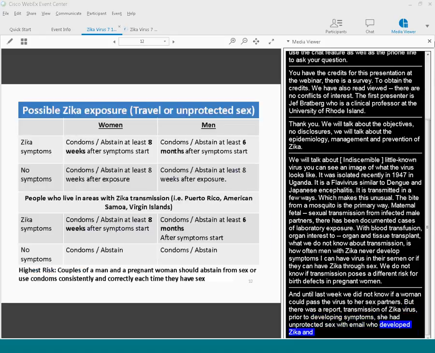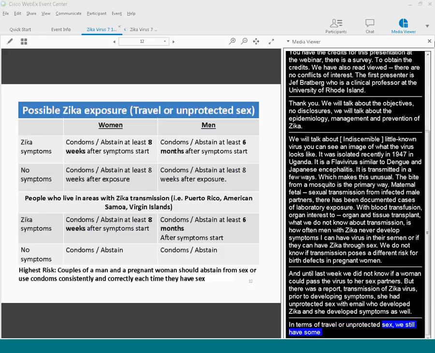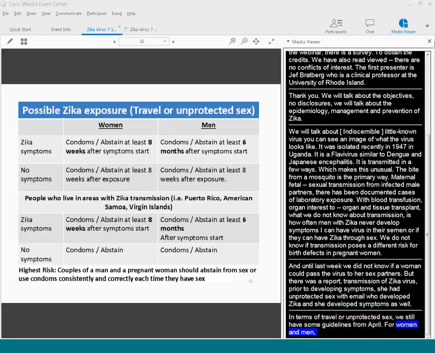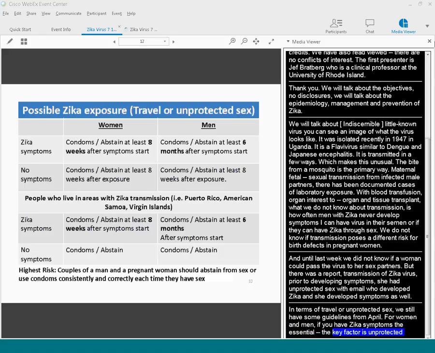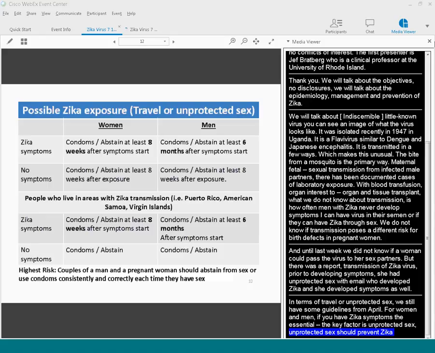So in terms of travel or unprotected sex, we still have some guidelines from April. For women and men, if you have Zika symptoms, really the key factor is unprotected sex. So protected sex should prevent Zika transmission. For women, it's at least 8 weeks after symptoms start. For men, we take an abundance of caution. It's at least 6 months after symptoms.